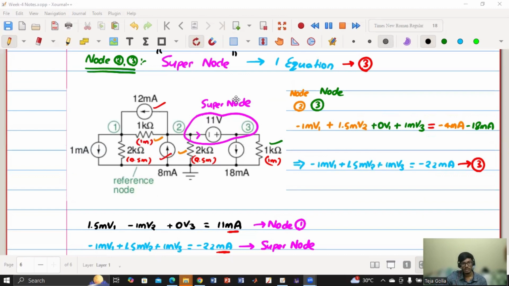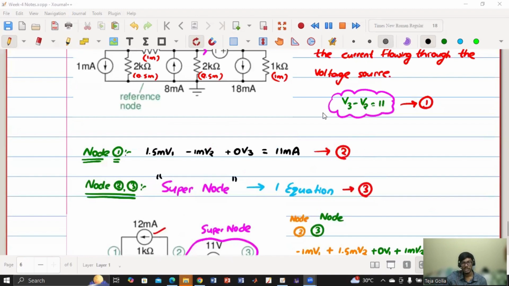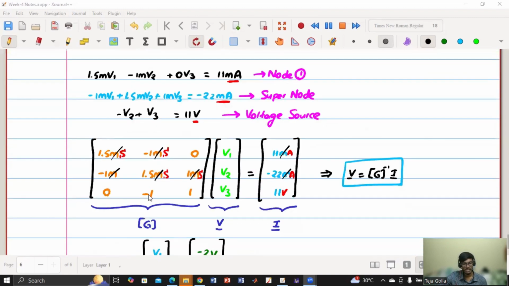If the 11 volt is reversed, then also the same equation. Yes. If the 11 volt is reversed, then this equation will remain the same. Only this one equation will be changed. Here we will get V2 minus V3 equals 11. So here we will get 0, 1, -1. Everything else remains the same.